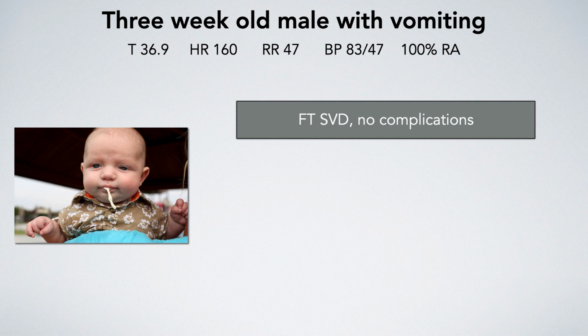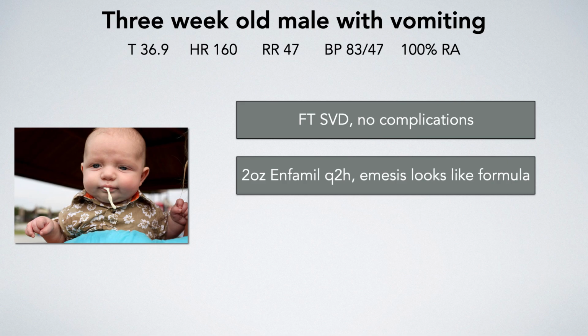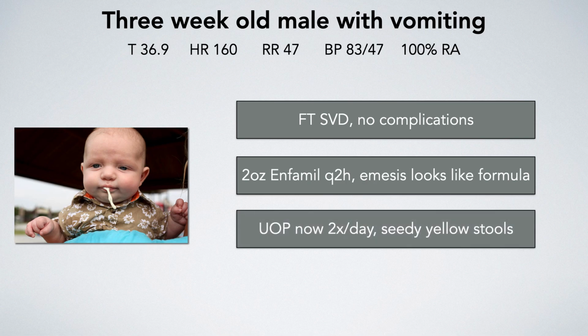As you take your history, you learn that Luke is a healthy 3-week-old. He was born full term by spontaneous vaginal delivery without any complications. His parents have been feeding him 2 ounces of Enfamil every 2 hours, and he throws up immediately after feeds, and the emesis looks just like the formula. He's had a slight decrease in his urine output and is now only producing 2 large wet diapers a day, but he continues to have daily seedy yellow stools.